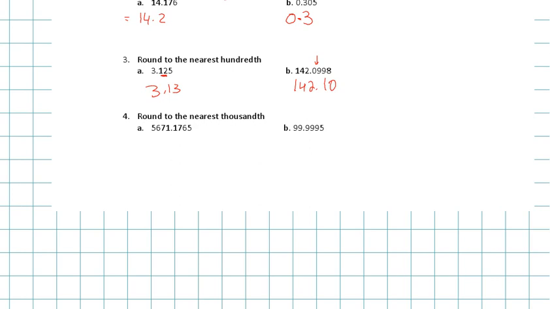Thousands? 6. So I have to round the 6. Do I round it up or down? Up, because there's a 5 after it. So that's 177, right?